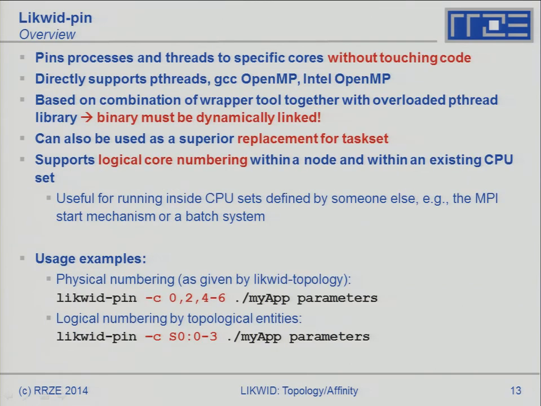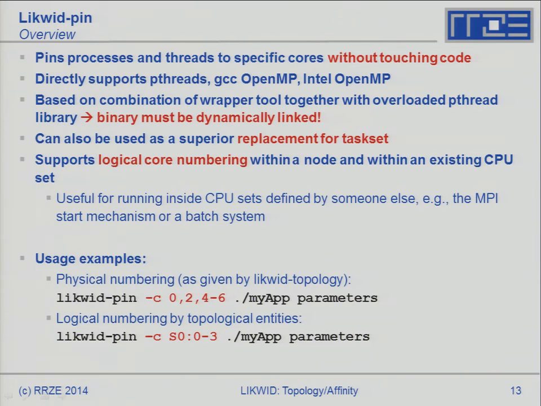LIKWID pin tries to abstract away all this variation. Of course, you can use the compiler facilities if you know that you use the GNU compiler and you never want to use anything else. Okay, you can be happy. But LIKWID pin tries to ease the burden of the pinning. And it has a very nice feature, which is called logical pinning, which I think is an interesting thing that not everybody has. So what does it do?